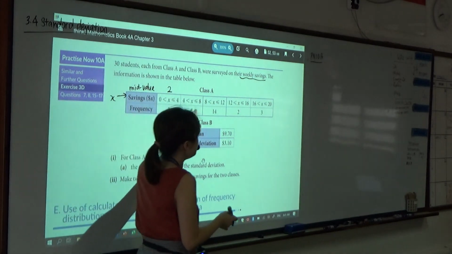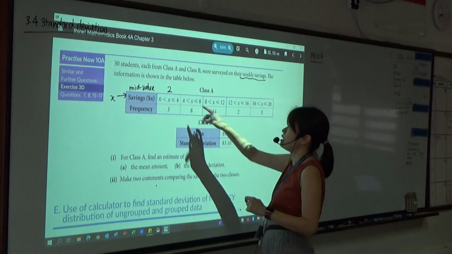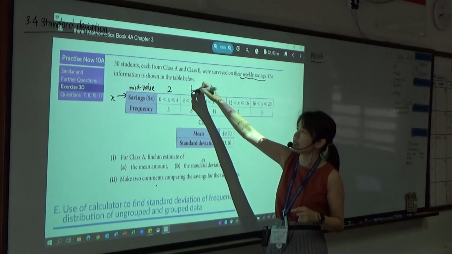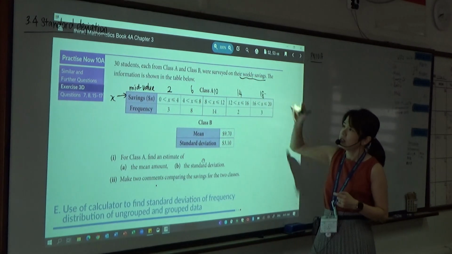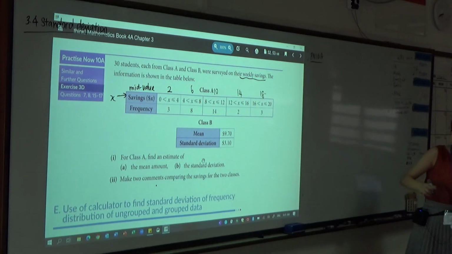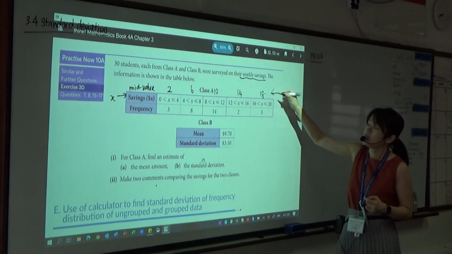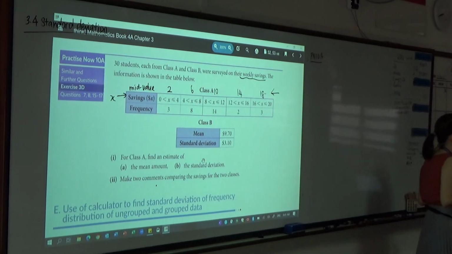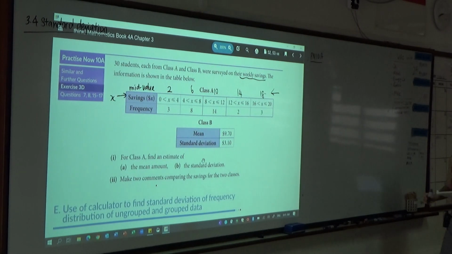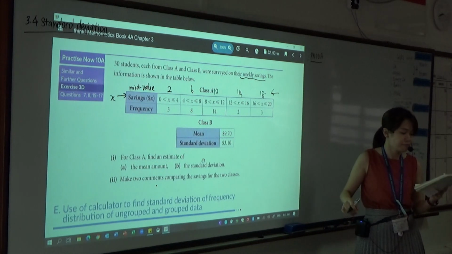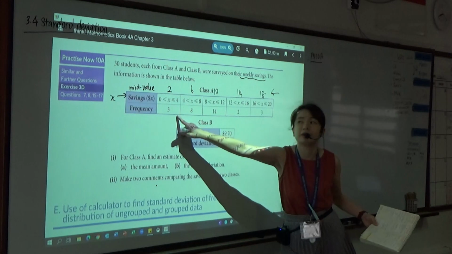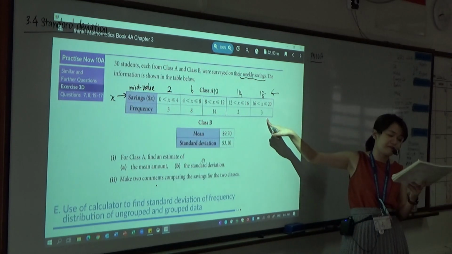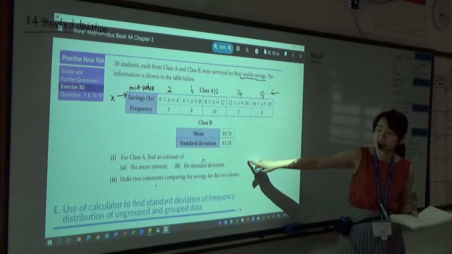I consistently do it the same way for all. 4 plus 8, 12 divided by 2, 6. And then you will be able to get this range of mean values. So the mean values are the ones that you will press into your calculator. Press in your calculator the mean value, and then the frequency will be 3, 8, 14, 2 and 3 respectively. Alright, I want you to give it a try now.